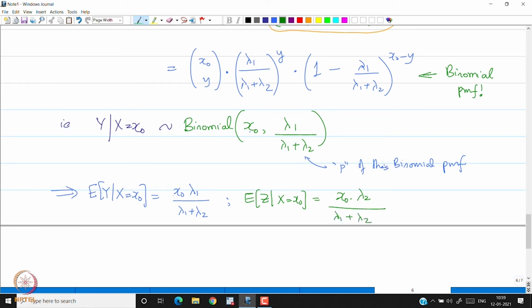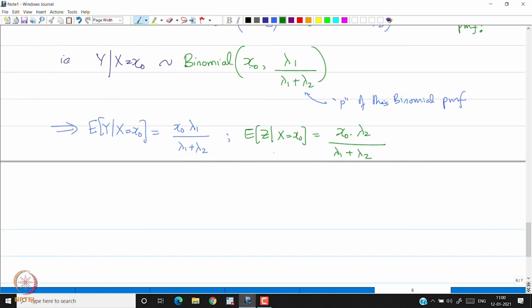So, the expected value of y is x naught lambda 1 by lambda 1 plus lambda 2, and the conditional expectation of z given x equal to x naught is x naught lambda 2 divided by lambda 1 plus lambda 2. The distribution of z given x equal to x naught is going to be binomial with x naught and lambda 2 divided by lambda 1 plus lambda 2. Note that for positive lambda 1 and lambda 2, the fraction lambda 1 by lambda 1 plus lambda 2 is going to be another positive number which is between 0 and 1. So, this is basically what was done in the blackboard lecture.